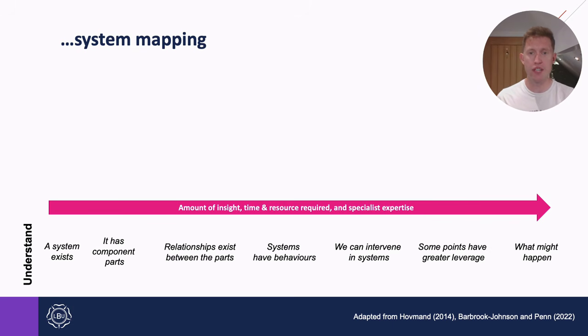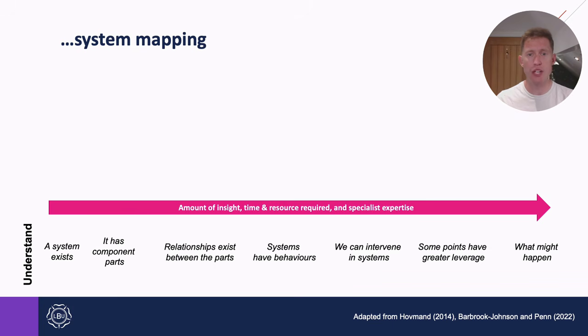As we move towards the center of this spectrum, there are methods that help us to understand that these systems behave in particular ways. As we move over to the right-hand side, there are methods then that can help us to understand there are things we can do to intervene in these systems, and that some points might have more or less leverage than others for driving systems change. And at the far right-hand side, there are methods that can help us to anticipate what might happen if we intervene in particular parts of the system.